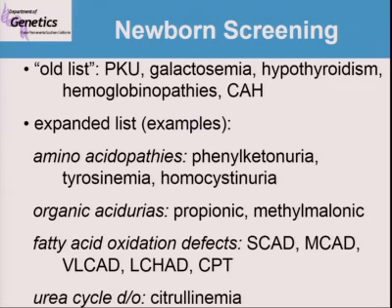The expanded list includes amino acid disorders, organic acidurias for the first time, fatty acid oxidation defects, one urea cycle disorder, and at least in California, a DNA-based test for severe combined immunodeficiency. So not exactly what we would consider an inborn error of metabolism, and the only newborn screening that's done using DNA rather than biochemical metabolites.